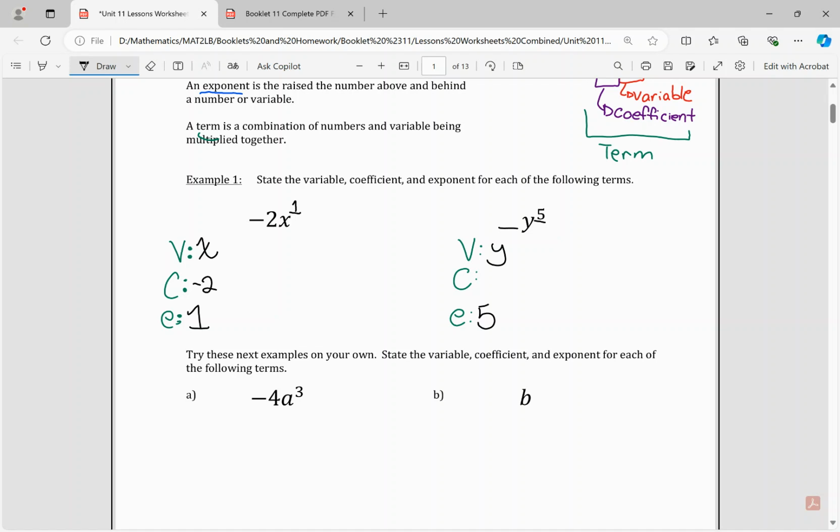Now, just like the exponent, if you don't see a coefficient, it's still there. It's just invisible. And that number is always going to be 1. Whenever you don't see a coefficient, it's like we're multiplying the y by the number 1, where nothing would change. But sometimes that does make a difference. You need to know that that coefficient is 1. It's going to be a big deal later in this booklet, okay?